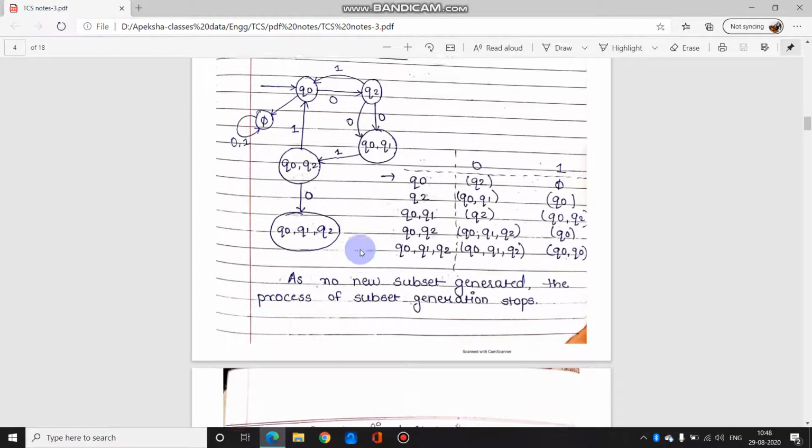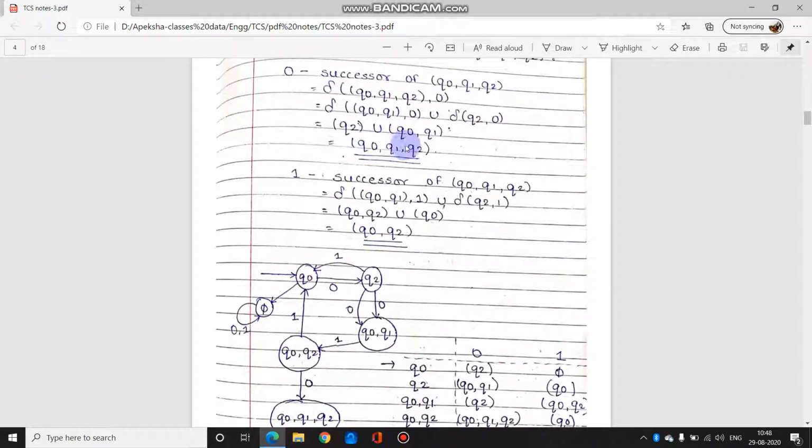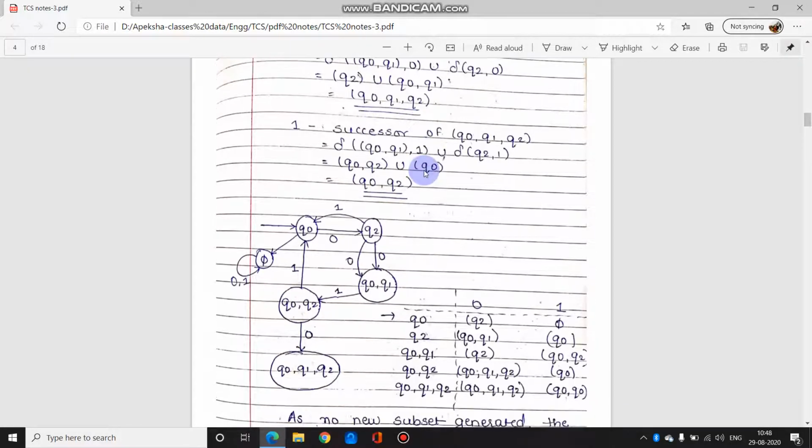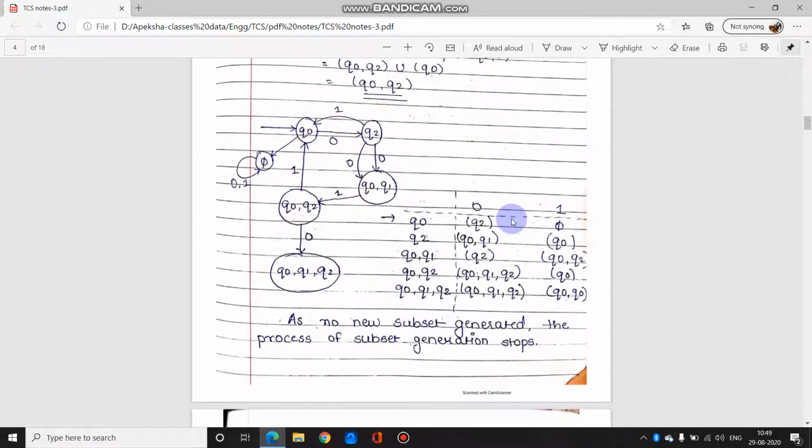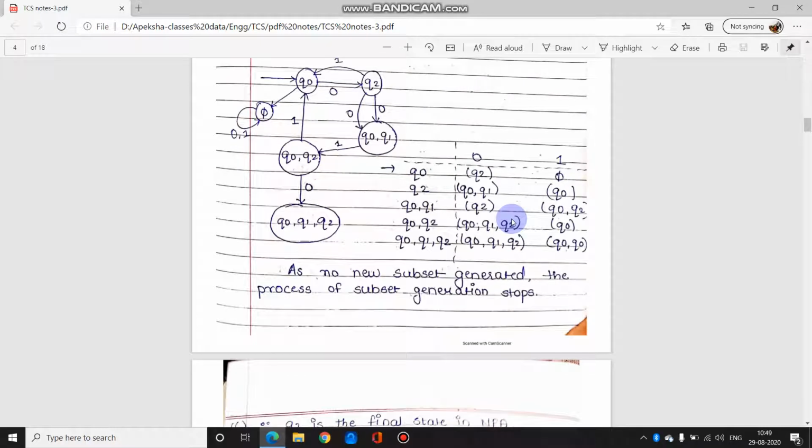So after this we see that ये जितने भी subsets हमें मिले हैं Q0 Q1 Q2, so that is over here, that has been explored. Q0 Q2 that has also been explored. Now since there are no new subsets generated, ऐसा कोई भी state generate नहीं हुआ है जो process नहीं हुआ है, that means we have to stop our processing, we have to stop our analysis. So कोई भी नया subset generate अभी नहीं होगा. So this is the final state.